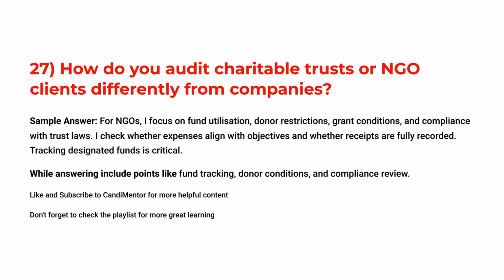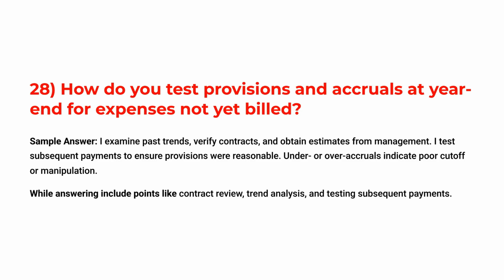Sample answer. For NGOs, I focus on fund utilization, donor restrictions, grant conditions, and compliance with trust laws. I check whether expenses align with objectives and whether receipts are fully recorded. Tracking designated funds is critical, while answering include points like fund tracking, donor conditions, and compliance review. How do you test provisions and accruals at year-end for expenses not yet billed?